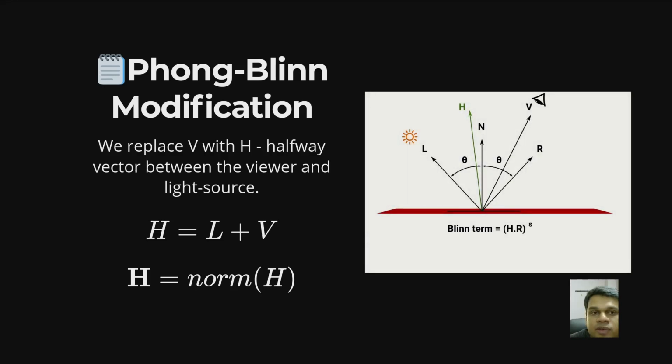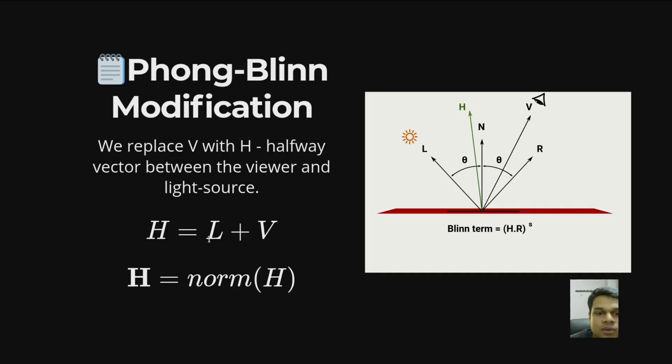Hence, we have a modification called the Blinn-Phong modification, which calculates something called a halfway vector. The halfway vector is the direction which is halfway between the viewer and the light source. Basically, the larger angle made between V and L is cut in half. You can see that if you go from L to V, at halfway you will see H in green color. So how do we calculate the halfway vector?